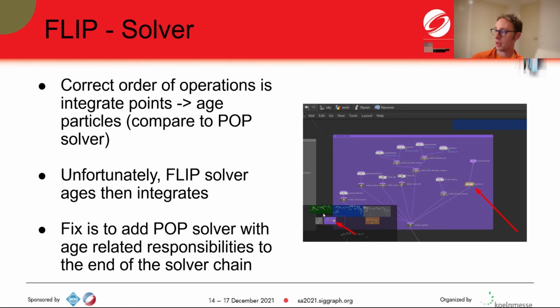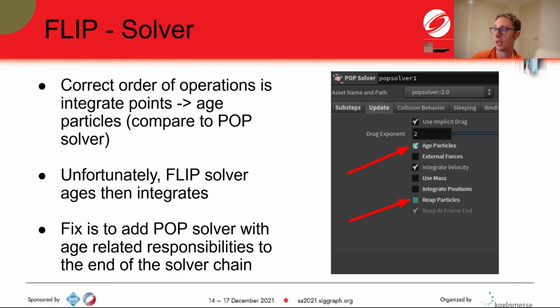In the overview here, you can see where we are. There's this pop solver here, which is the particle velocity input. And if you look at the pop solver, the correct order of operations is to integrate the point positions and then age the particles. Unfortunately, Flip does this backwards. The reason for that is that when you enable age particles, it enables this on this pop solver, and also read particles will do that here.